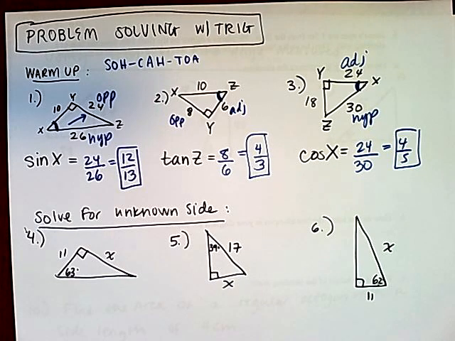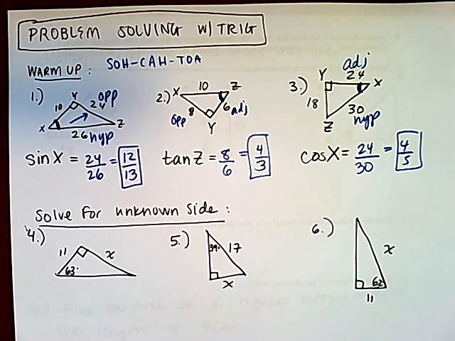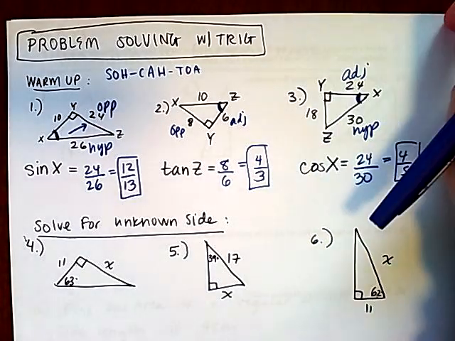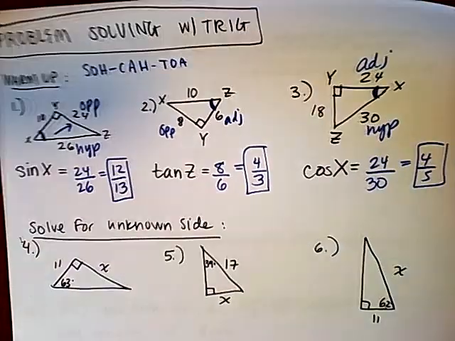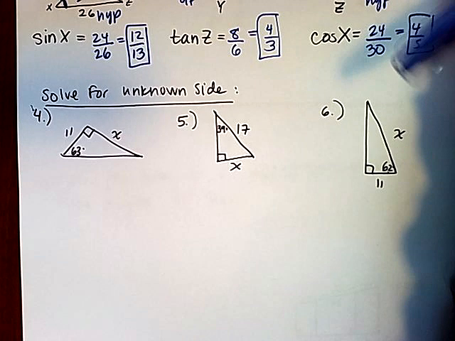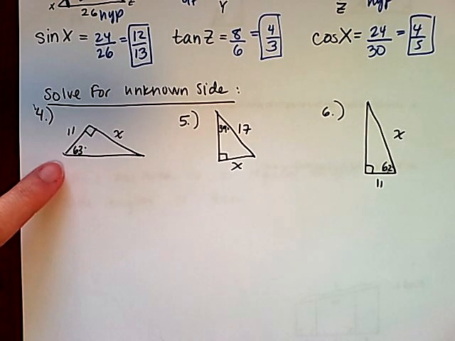Okay, so now we're going to see how we can use these trig ratios to find an unknown value. We're going to look at how we could find an unknown side first, and then later we're going to look at how we could solve for an unknown angle. Okay, so here I'm saying solve for an unknown side.